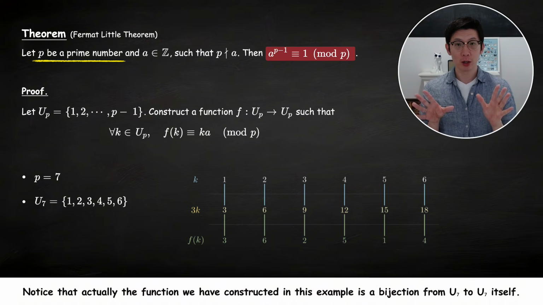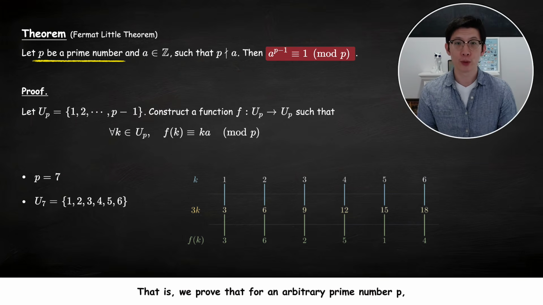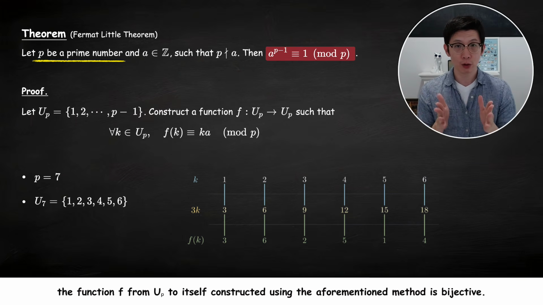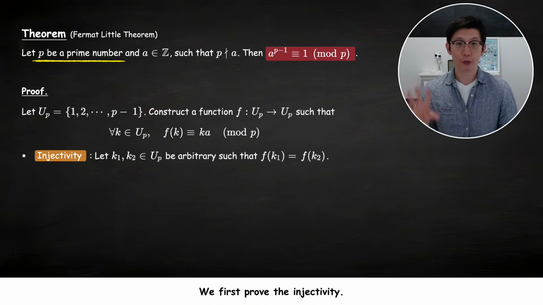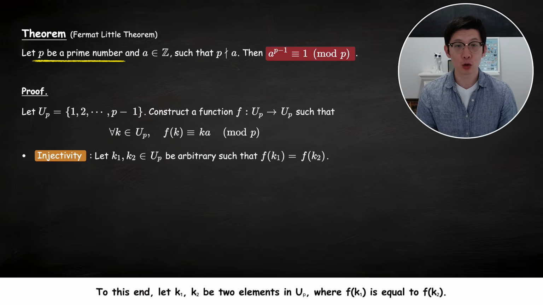Notice that actually the function we have constructed in this example is a bijection from U7 to U7 itself. This is indeed true in general. That is, we prove that for an arbitrary prime number p, the function f from U_p to itself constructed using the aforementioned method is bijective. We first prove the injectivity.